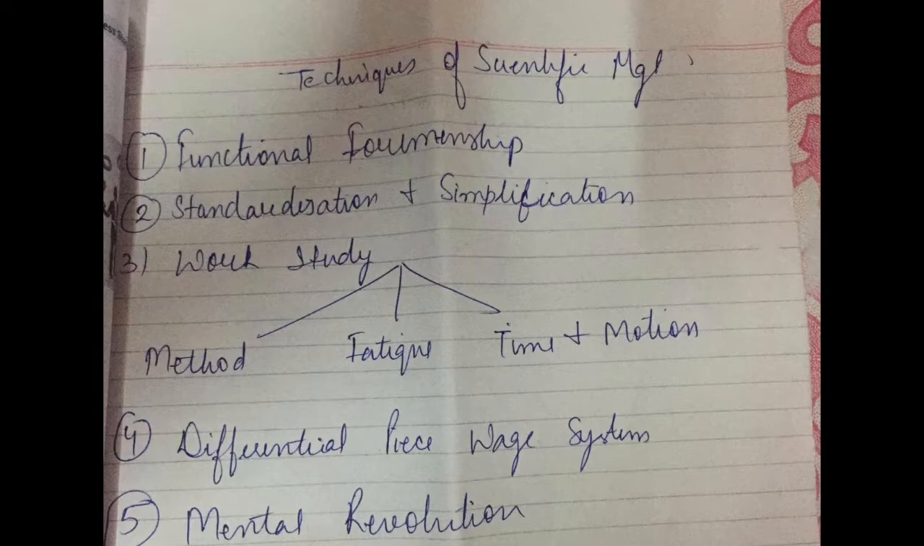Number third is the time and cost clerk. As we know, he is the person who will be deciding how much time will be devoted to all the jobs, all the activities, and accordingly the pay or allowance will be given to the workers. Also, he maintains the cost records, that is, how much cost is used by the organization for performing a particular task.